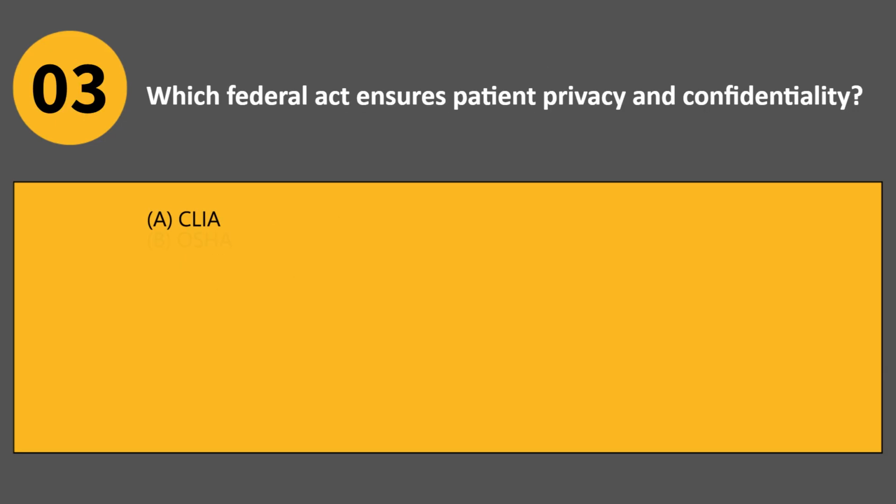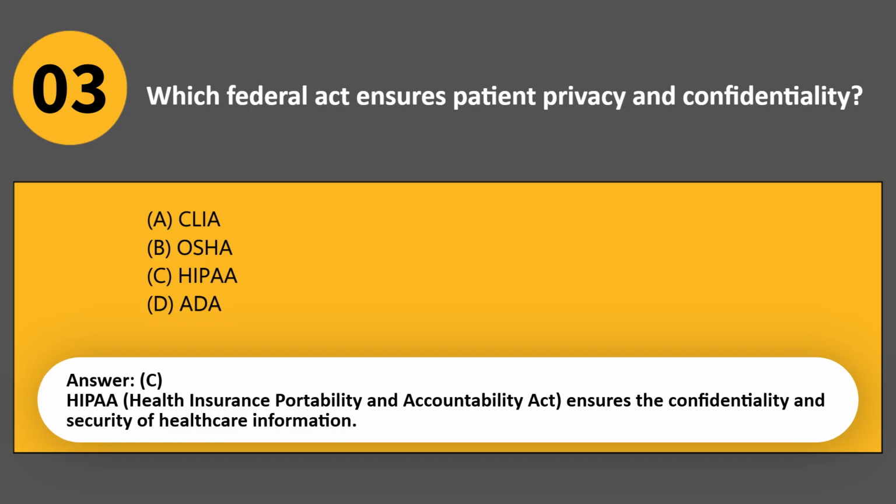Which federal act ensures patient privacy and confidentiality? A. CLIA. B. OSHA. C. HIPAA. D. ADA. Answer C. HIPAA, Health Insurance Portability and Accountability Act, ensures the confidentiality and security of healthcare information.